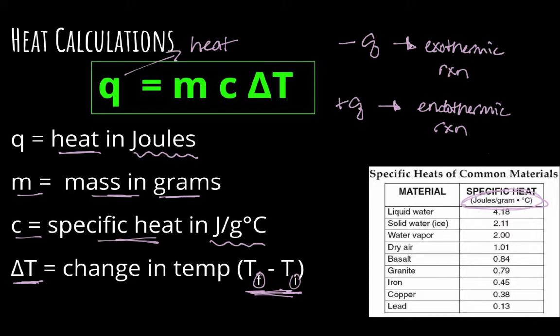The other thing we're going to use a lot, probably more often than anything else, is the specific heat of water. Liquid water has a specific heat of 4.18 joules per gram degree Celsius. So anytime you have a reaction that's happening in water, that's going to be the specific heat of that substance. You'll see that in just a few minutes on the next couple of pages.